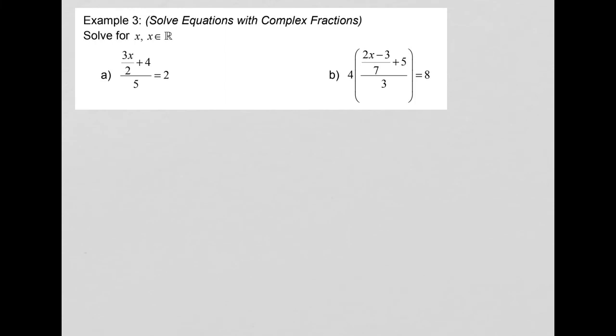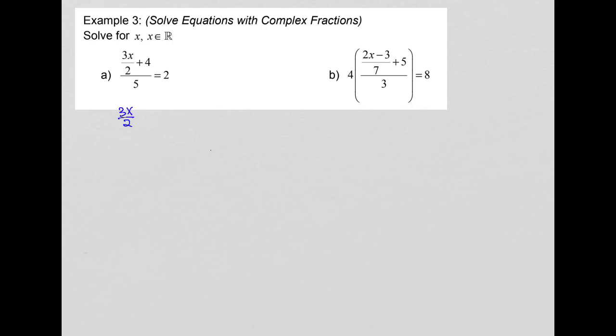For example 3, the equation becomes more complex. So I want you to look at it as a bigger picture. So there's a numerator, there's a denominator. So it's divided by 5. So in order to remove the denominator, I have to times by 5 on both sides. So I'm going to show you how I write it. I will do it like this.